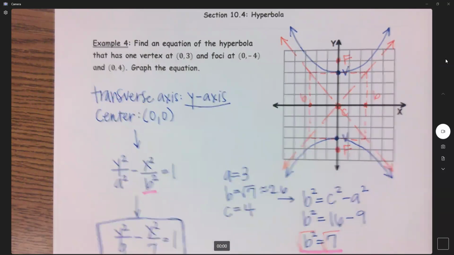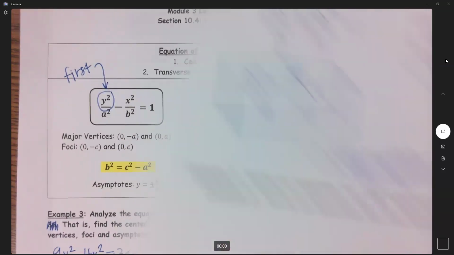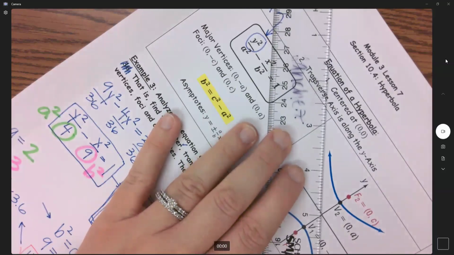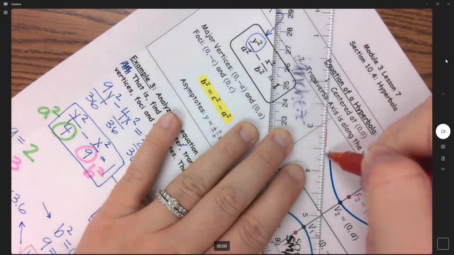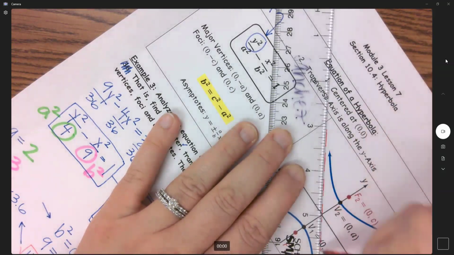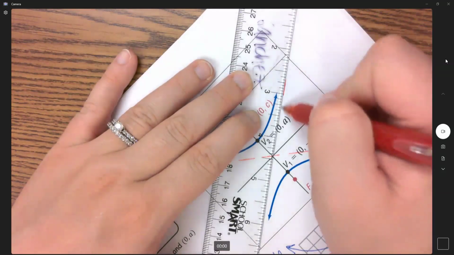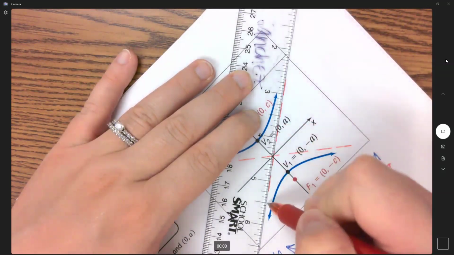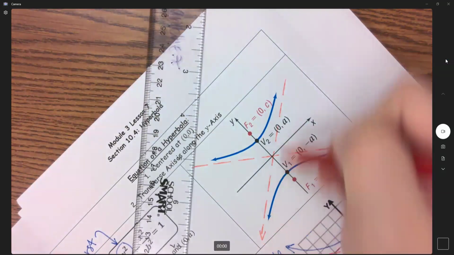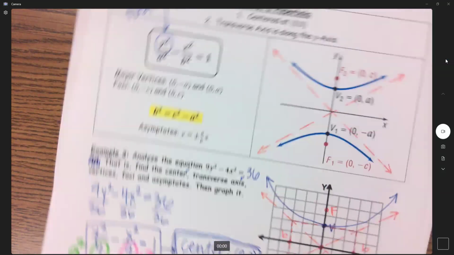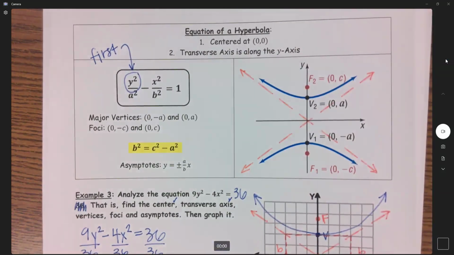And if you want, I just noticed looking back at this, we never drew in these asymptotes. If it doesn't bother you, you don't need to do it. But we have these asymptotes going through the center and then getting close. So if you want to draw those in, since we did it on the first one. Okay.